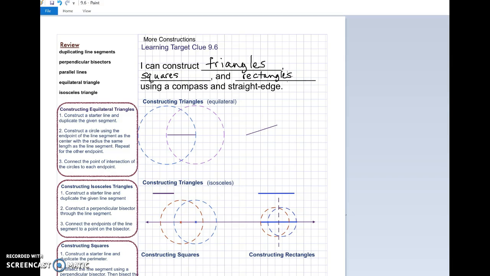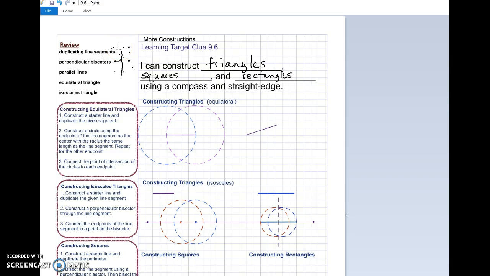So let's do a quick review. Remember that when you're duplicating a line segment, you're measuring the length of that line segment, and you're going to create it using that same measurement. So instead of using a ruler to measure, you're using the compass to measure. And with perpendicular bisectors, you're actually creating two circles that intersect, and then you're drawing a line straight through. So it would look something like this. Here's your line segment, and you create an arc that goes this way, and then an arc that goes this way from the two, and you've got your perpendicular bisector that goes through those intersecting points.